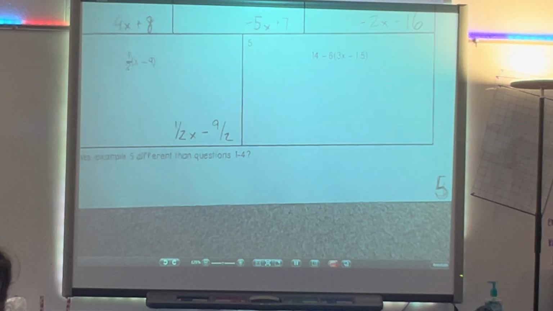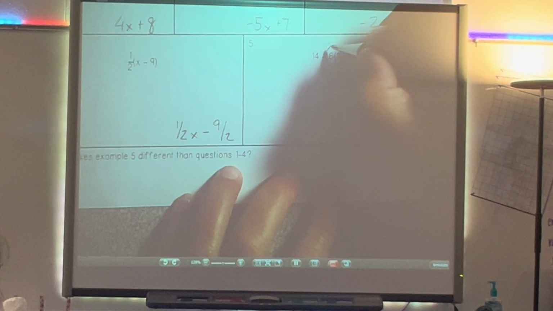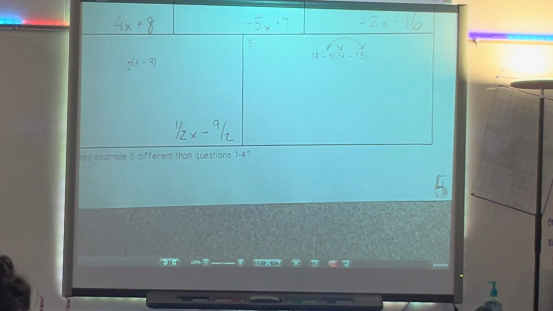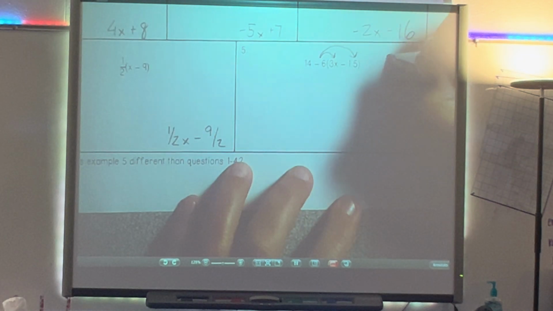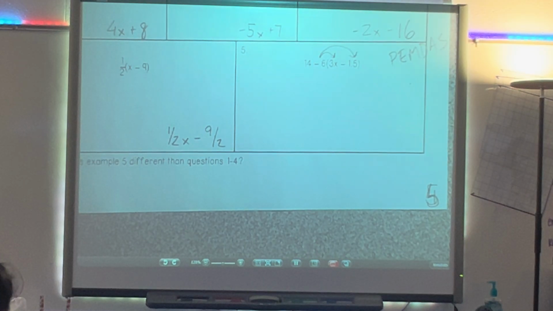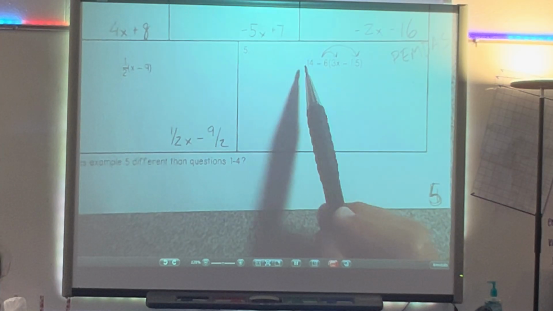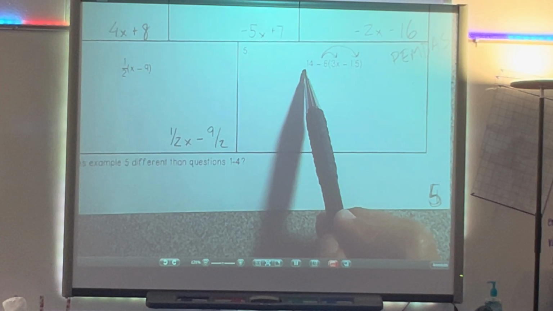What do I do here, because we're adding an additional step. I cannot subtract 6 from 14 first. You do negative 6 times 3x and negative 6 times negative 1.5. I have to do the distribution first, because if you think about your order of operations, anything that involves the parentheses, well, I can't really work inside the parentheses, but this multiplication happens before that subtraction. So I have to do that first.